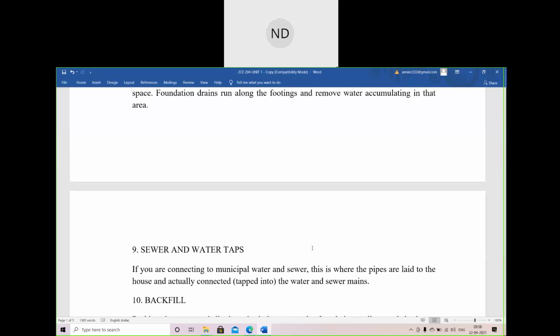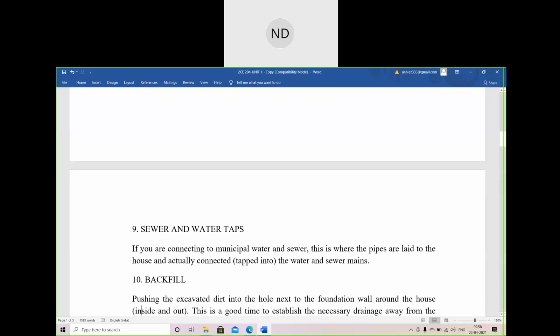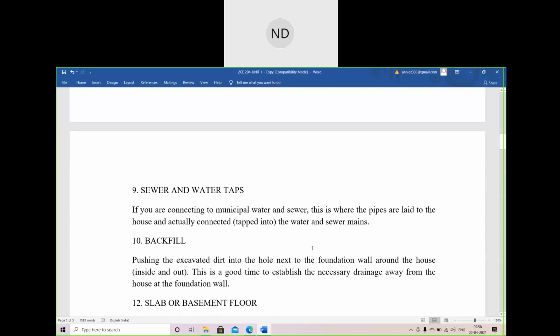At this time, pipes will be laid to the house and actually connected to the taps, which are to be connected from the municipal water or sewer means. So now, after the sewer and water taps, that means the municipal water pipes, we have connected to our foundation. After completing the foundation, now what we'll do is the backfilling.